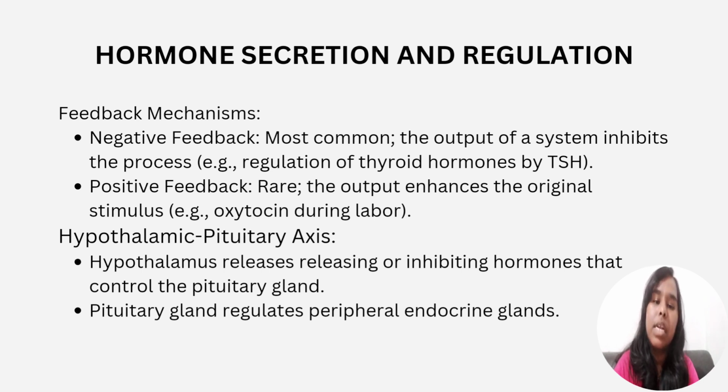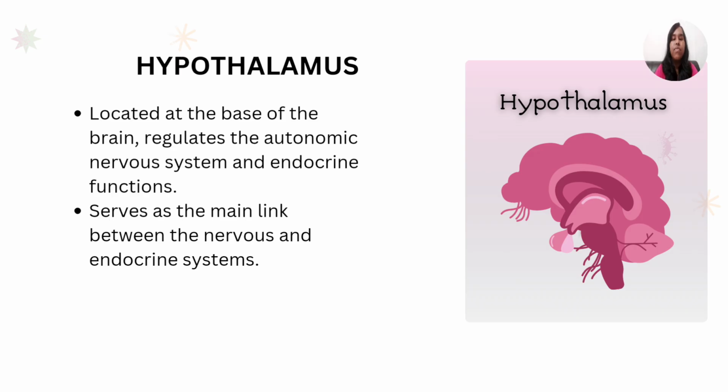Hypothalamic pituitary axis. It is a hypothalamus releasing hormone or inhibiting hormone that controls the pituitary gland. Pituitary gland regulates peripheral endocrine glands. First, we are going to learn about hypothalamus. It is located at the base of the brain, regulates the autonomic nervous system and the endocrine function. It serves as the main link between the nervous and the endocrine system.